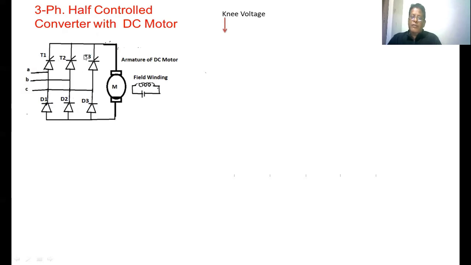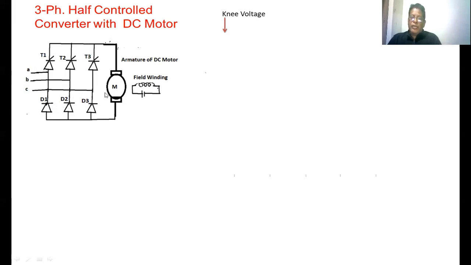SCRs are controlled devices, whereas diodes are uncontrolled devices. No need to apply any triggering pulse to the diodes. These diodes go to the on state whenever the input voltage is more negative. D1 goes to the on state whenever the A phase is more negative. D2 goes to the on state whenever the B phase is more negative. D3 goes to the on state whenever the C phase is more negative.